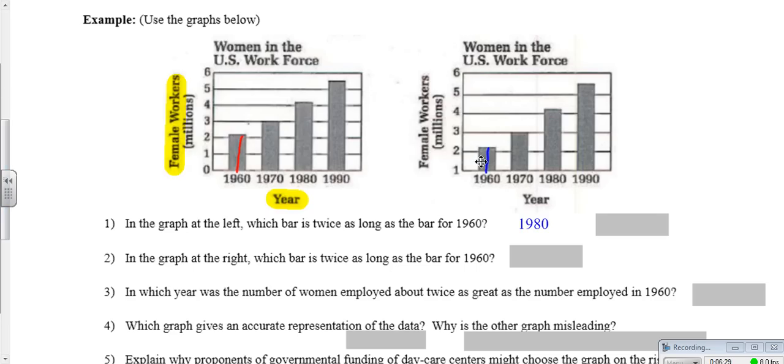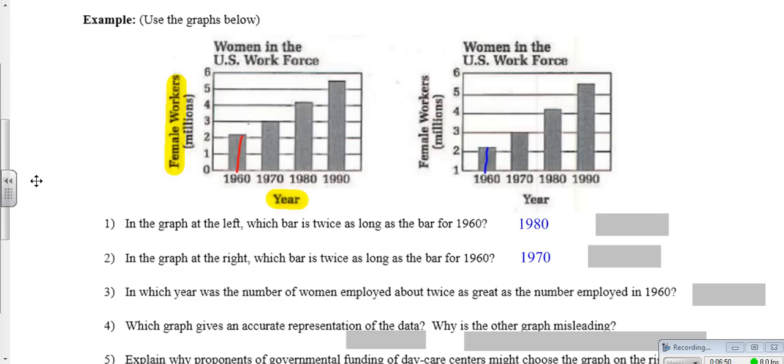Okay, which one would be twice as long? 1970. Don't look at the numbers, just look at the bar. Twice as long. This one's a little bit longer than twice as much. This is pretty close. I actually drew my line a little bit too big.